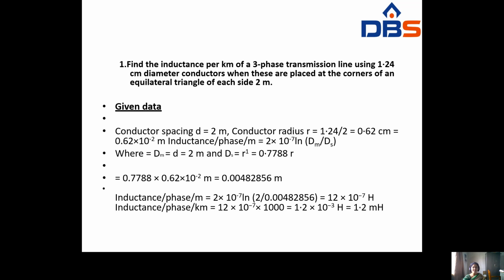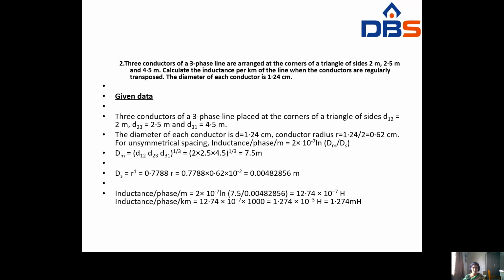Next we have to see another problem, same as the previous one. But here you have to use transposed conductors, arranged at the corners of a triangle. Transposed means the distance will not be uniform, that means unsymmetrical spacing. In the previous problem we discussed symmetrical spacing, but here the conductors are placed unsymmetrically, so they are transposed conductors.